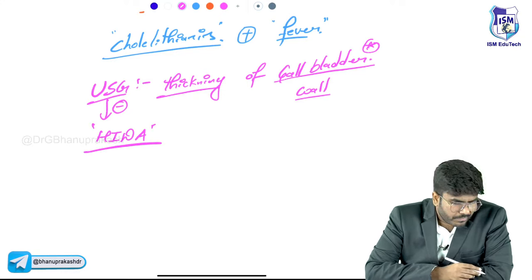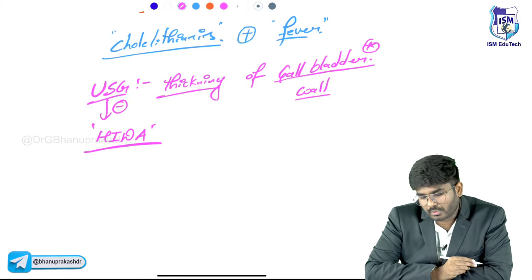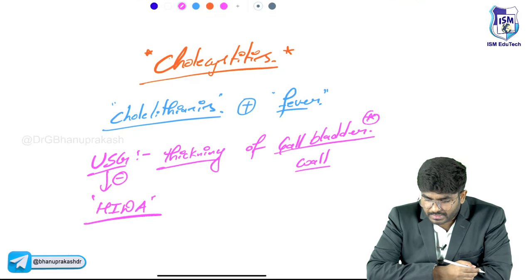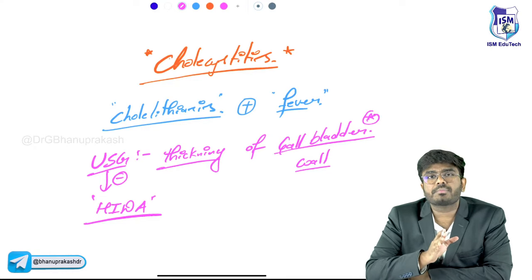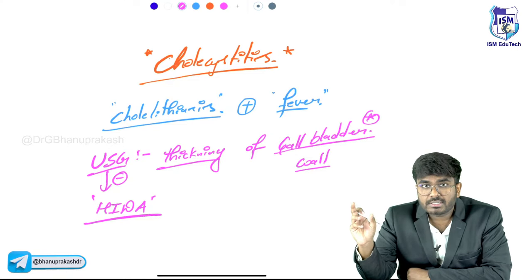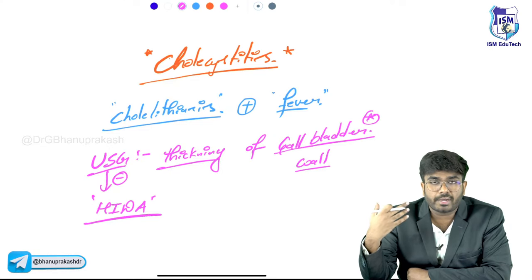So what I'm trying to put into your mind, sir, is that in cholecystitis, there is gallstone. Most of the time, cholecystitis, inflammation of the gallbladder, comes in the background of cholelithiasis. So the stone got blocked. Now there is infection and inflammation happening in the gallbladder. There is thickening of the gallbladder wall, inflammation in the gallbladder wall.